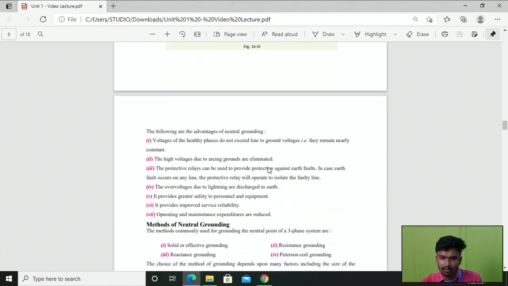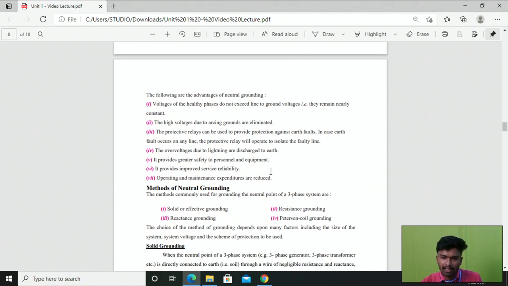So coming to the advantages of neutral grounding. Here the voltages of the healthy phases do not exceed the line to ground voltages, and the second one is that the high voltage due to arcing grounds is eliminated. These arcing grounds are established due to ungrounded three-phase systems. If the neutral point of your three-phase system is not grounded to the earth, it may cause arcing ground. So in order to eliminate that, we need to connect the neutral point to the earth, right?